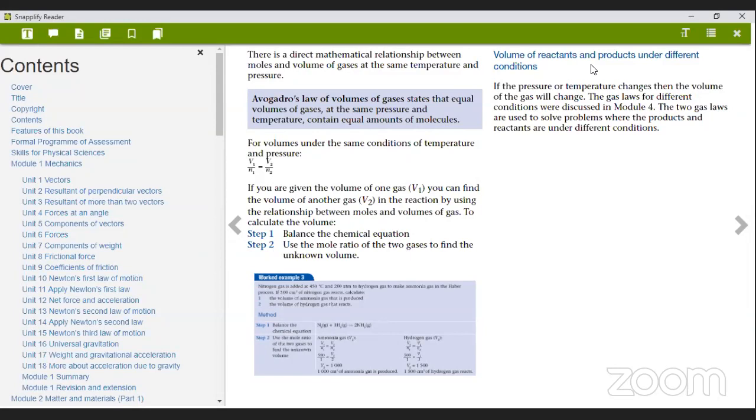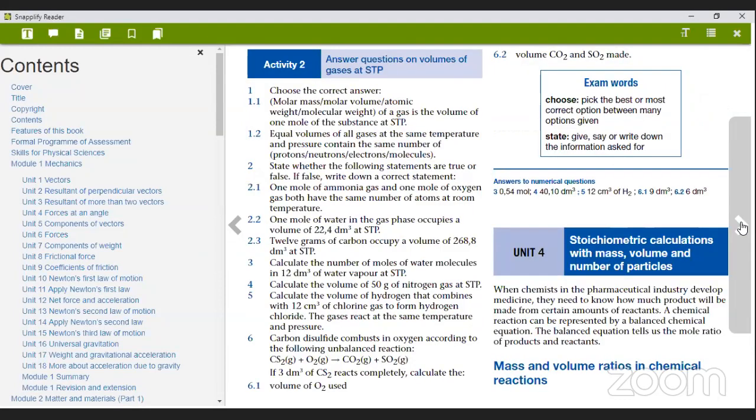So, the volume of reactants and products under different conditions. If the pressure or temperature changes, then the volume of the gas will change. The gas laws for different conditions were discussed in Module 4. The two gas laws are used to solve problems where reactants are under different conditions. I hope that has given you more details on what we are doing.